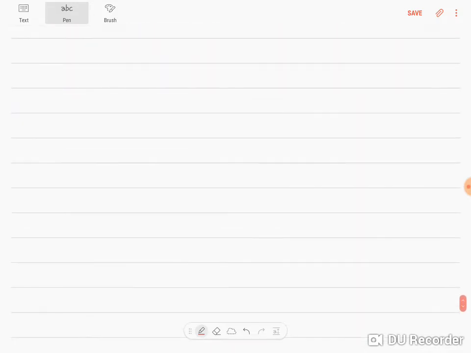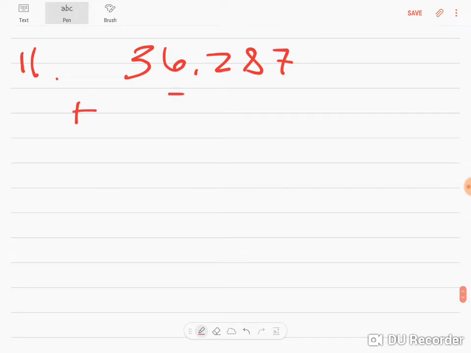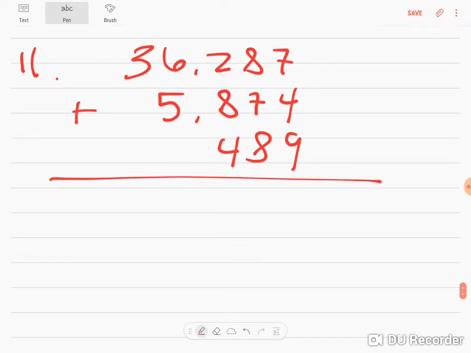Let's move on to number 11. Simplify. Always put the bigger number at top. So we got 36,287 plus 5,874 plus 489. You see how I lined that up? I put my biggest number on top to my least number.